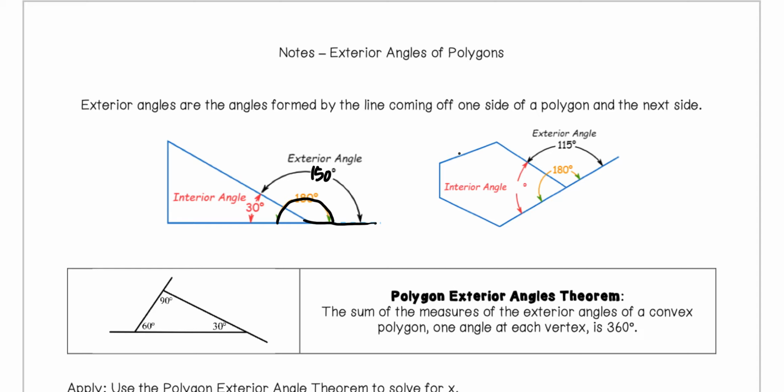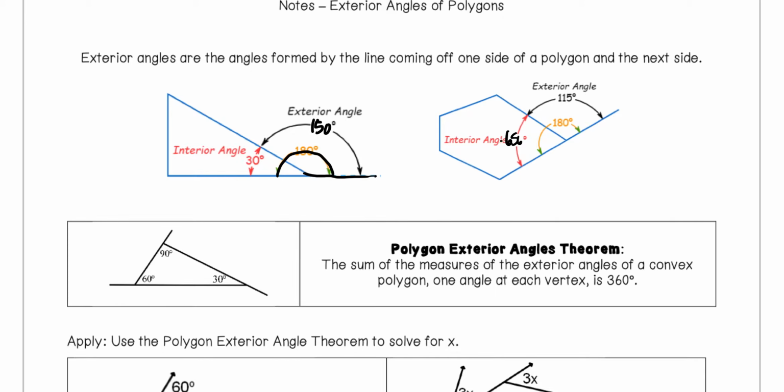Similarly, here we have a 1, 2, 3, 4, 5-sided figure, which is a pentagon. It is not regular, but if we know the exterior angle here is 115 degrees, we can figure out that the interior angle here would be 65 degrees because it's creating a 180 degree line off of the side of the pentagon. It's going to add up to 180 as a total with that exterior angle.